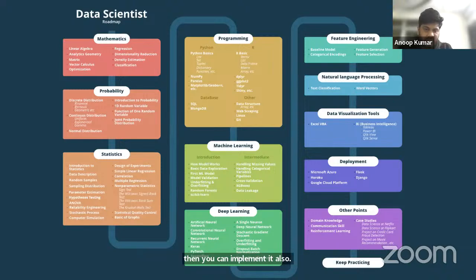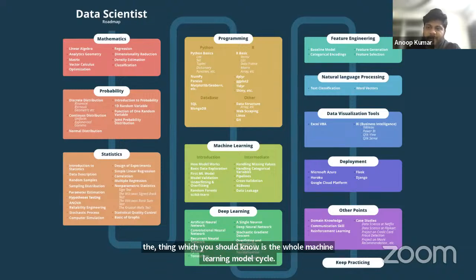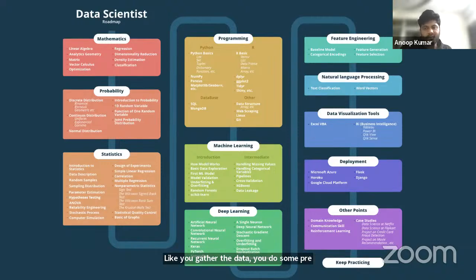So in machine learning, there are different kinds of algorithms. Random forest is there for classification, for regression, for clustering, right? Apart from the algorithms, the other thing you should know is the whole machine learning model cycle. You gather the data, you do some pre-processing to clean the data, then you do data analysis on that. Based on that, you start making features. Once you have features, you do the modeling and then you get the results, right? So that's the whole cycle. These things come in machine learning.